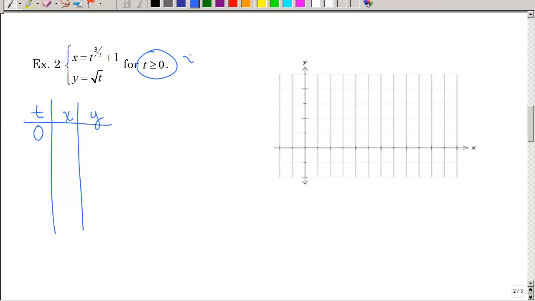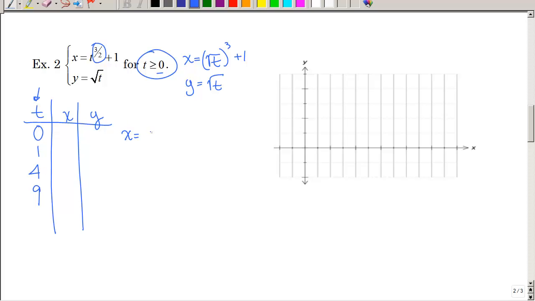But let's rewrite x. What does that 3/2 power mean? That means the square root of t cubed. And here we have y equals the square root of t. So it might be convenient, when I'm picking my values of t, to pick nice things I can take the square root of. Or you can pick up your calculator. But let's see, I'm going to start out at 0 and then 1, 4, 9. I think that'll give me an okay idea.